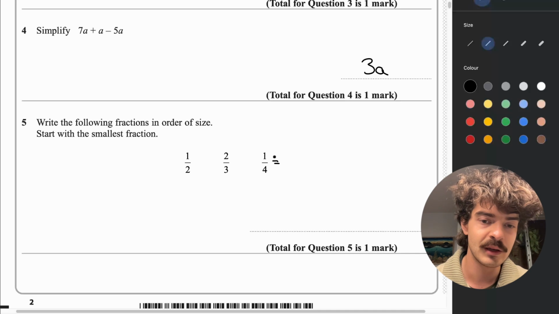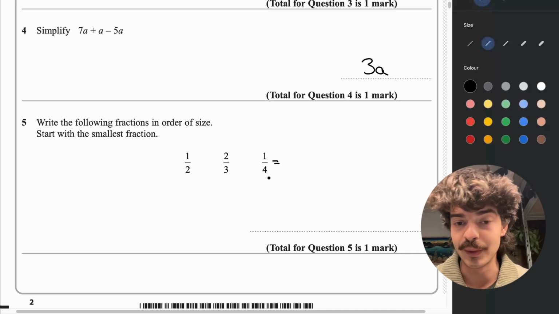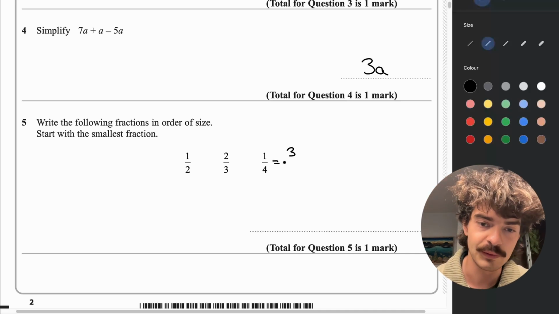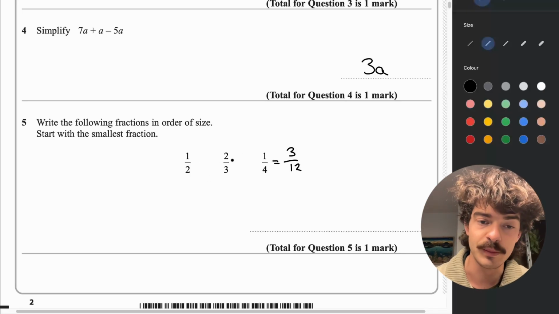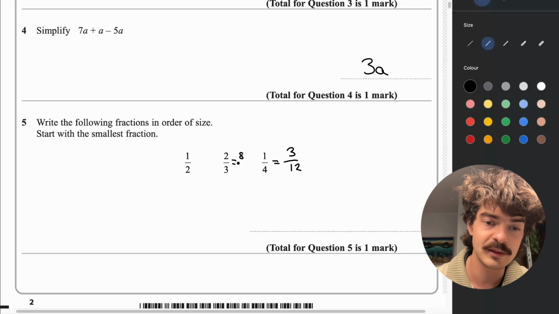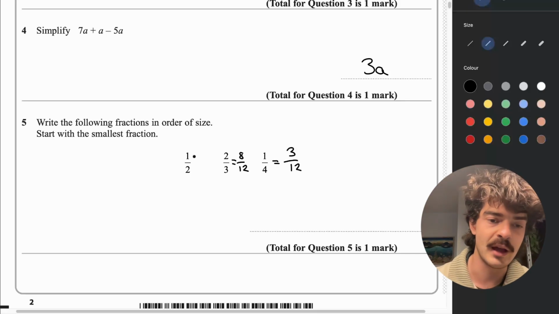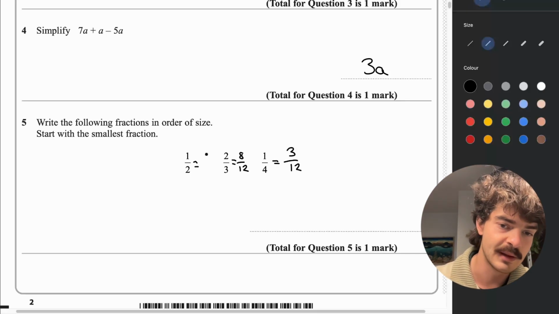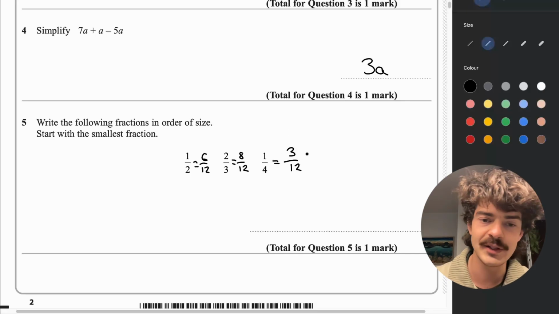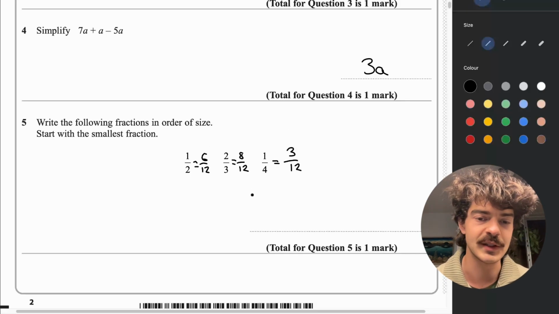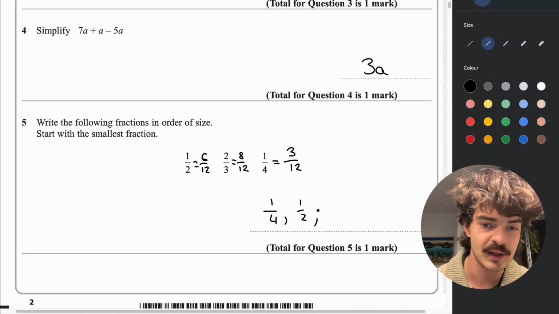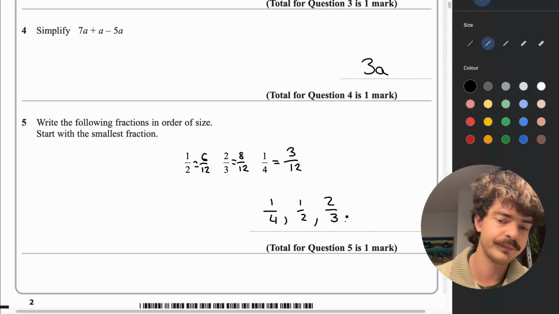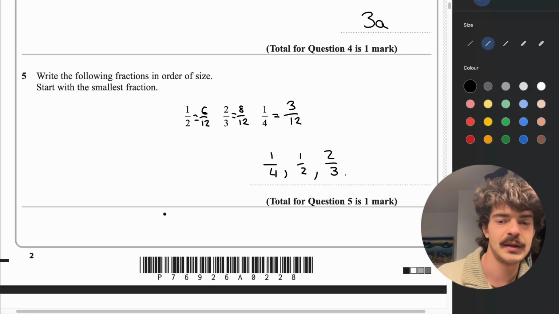So a quarter multiplying the top and bottom by 3 would give you 3 over 12. 2/3 multiplying the top and bottom by 4 would give you 8 twelfths. And a half multiplying top and bottom by 6 would give you 6 twelfths. And now it's a lot easier to compare your numerators. So the smallest is a quarter, then the half, then the 2/3. Nice.